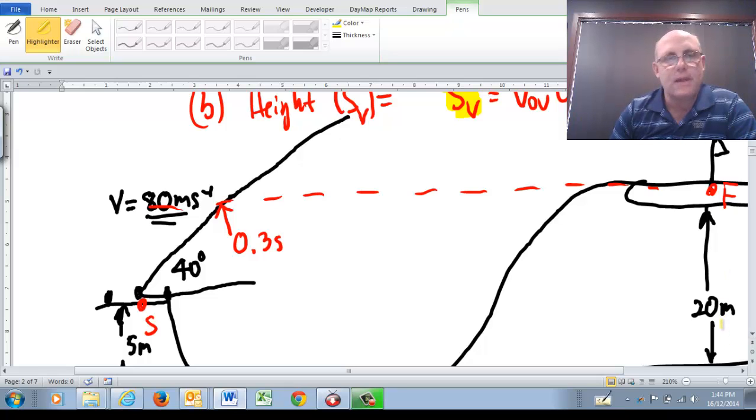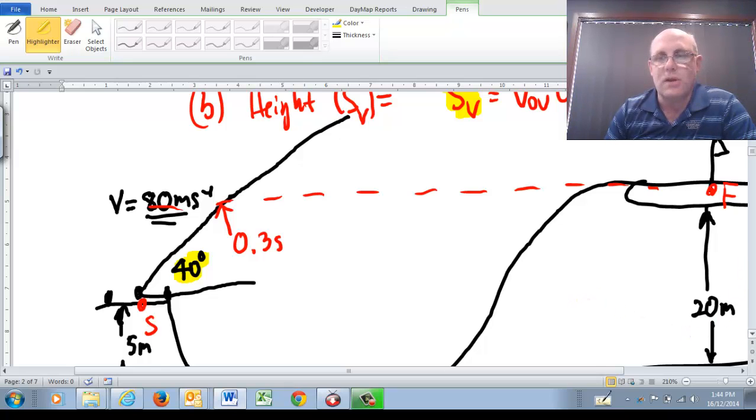Here we're going to be launching a golf ball from a tee spot which is 5 metres above the ground from sea level, and it's going to an elevated green which is 20 metres above the ground. If I'm launching with, let's say, a 7-iron, at 40 degrees above the horizontal, at a velocity of 80 metres per second, I want to know if my ball is going to actually land on the green.